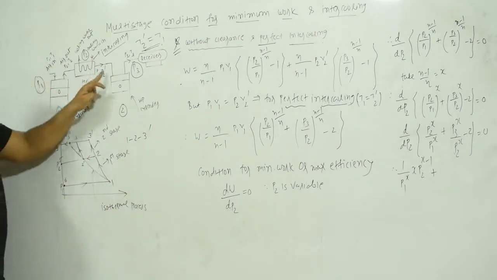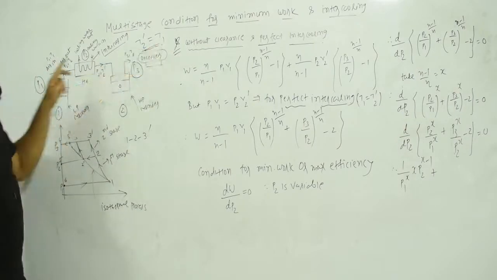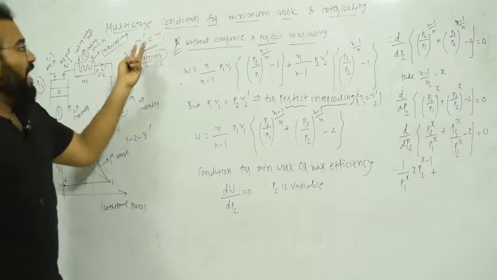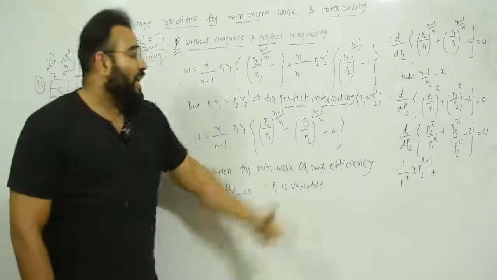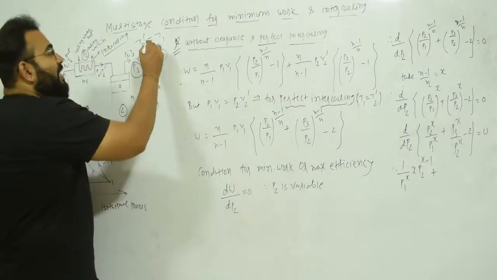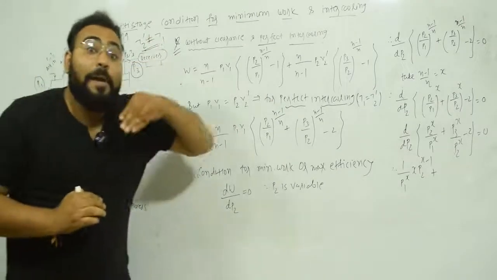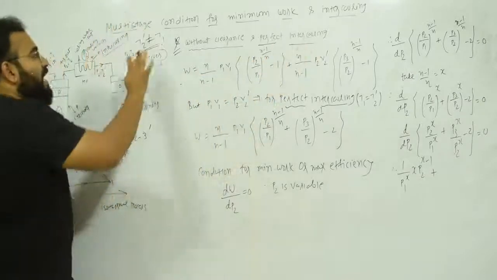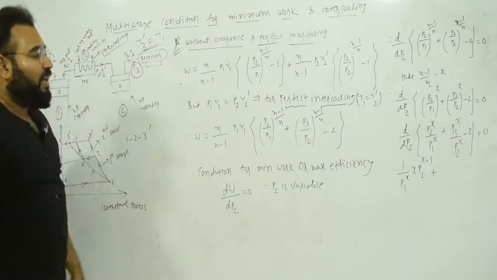So if T2 dash equals T1, which is the initial temperature of the air, then it is known as perfect intercooling. And if T2 dash is not equal to T1, then it is known as imperfect intercooling. Right now we are talking about perfect intercooling, so T2 dash will be equal to T1.